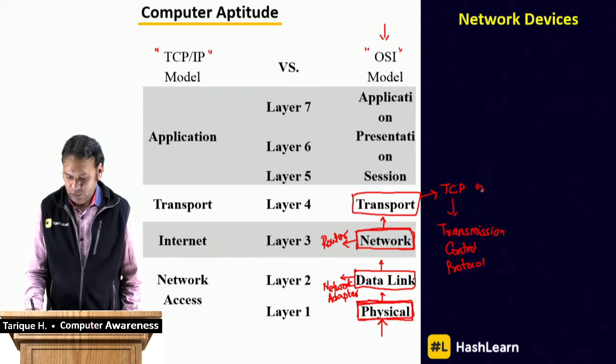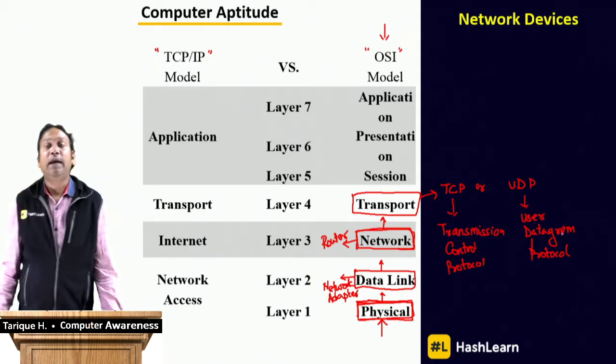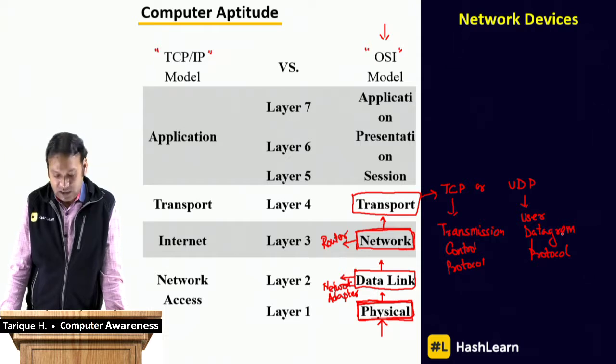or the UDP, the user datagram protocol. So these are two protocols which work at the transport layer. Once the network layer identifies the IP address of the source and destination, it sends the packets to the transport layer.